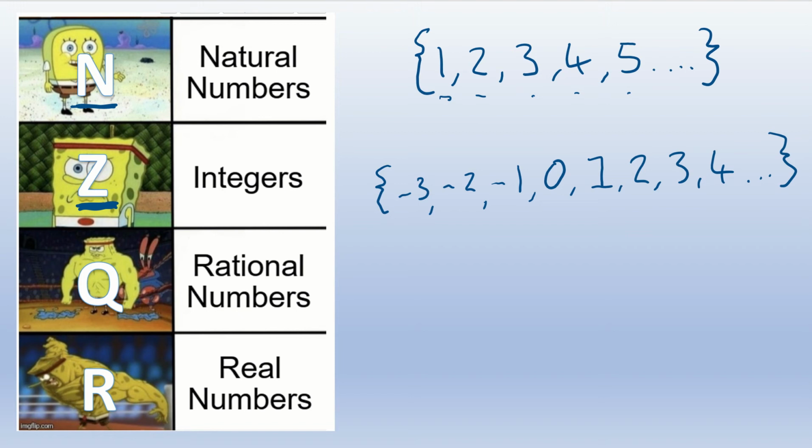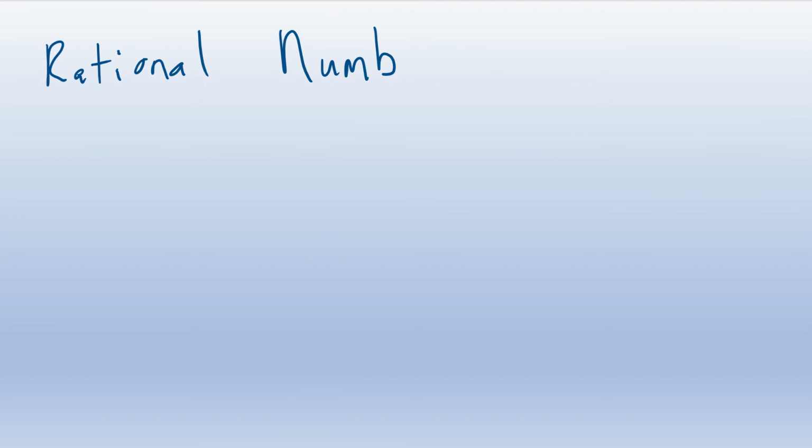Okay, another step up to your rational numbers. Now your rational numbers are anything that can be written as a fraction. So I'm just going to move to a different slide here, a blank one, just to give you some background information on that. So your rational numbers basically can be written as a fraction.